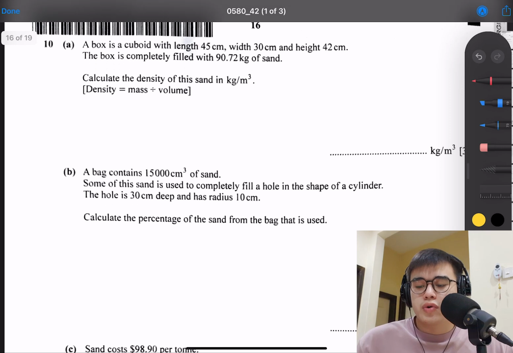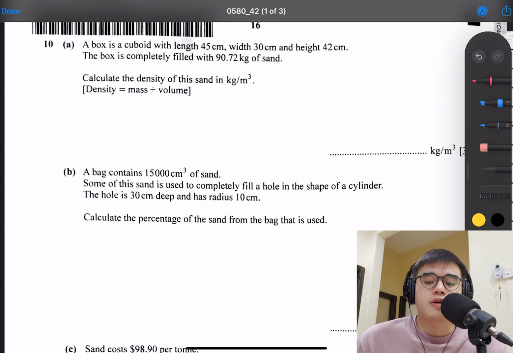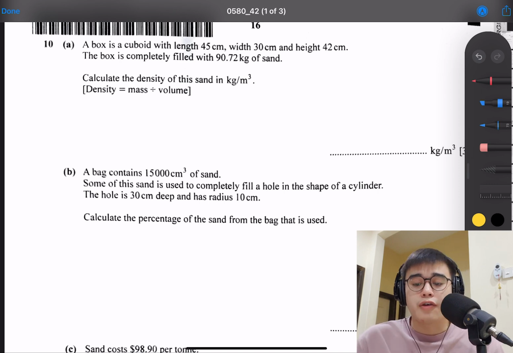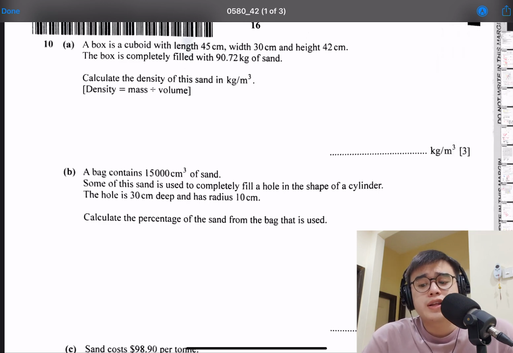So last two questions here. Question 10a, a box is a cuboid with a length of 45 centimeters, width of 30 centimeters, and height of 42 centimeters. The box is completely filled with 90.72 kg of sand. Calculate the density of this sand in kg over meter cube.